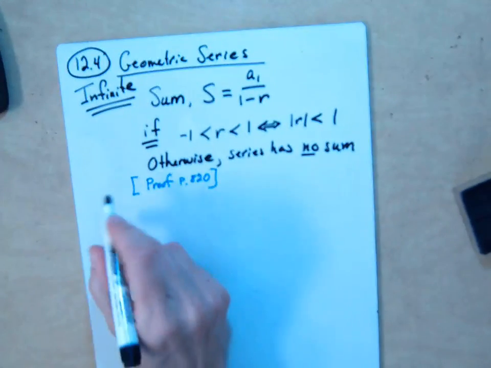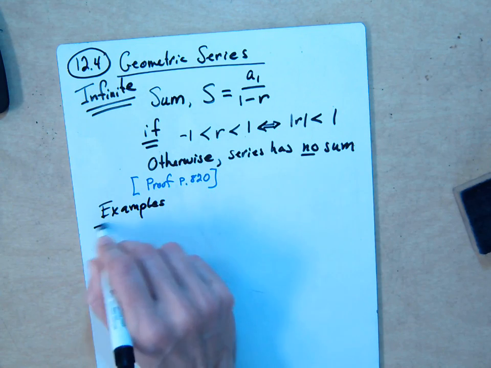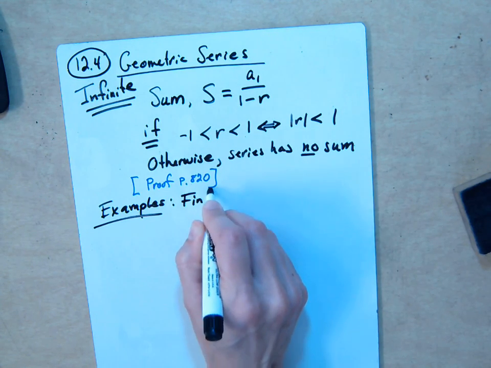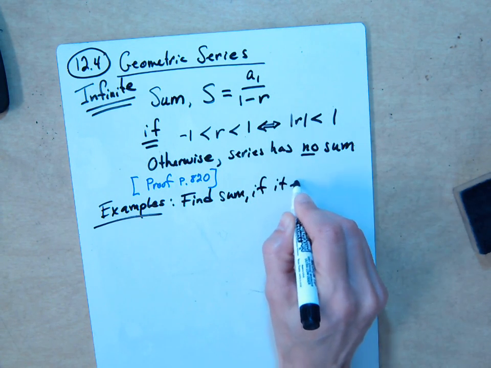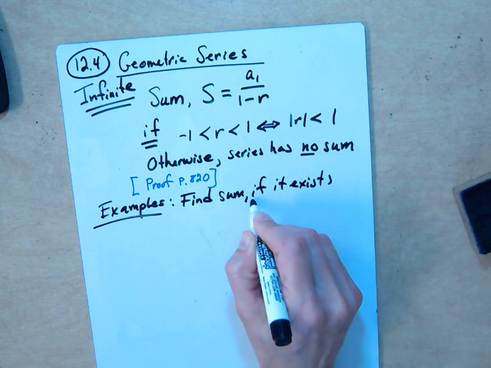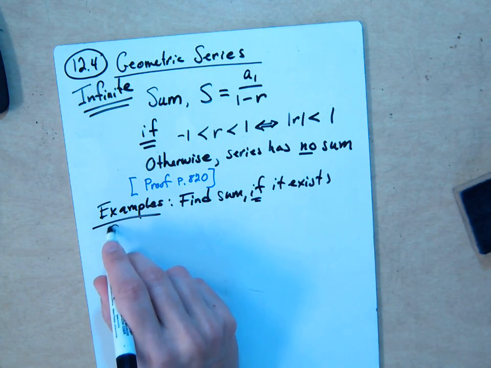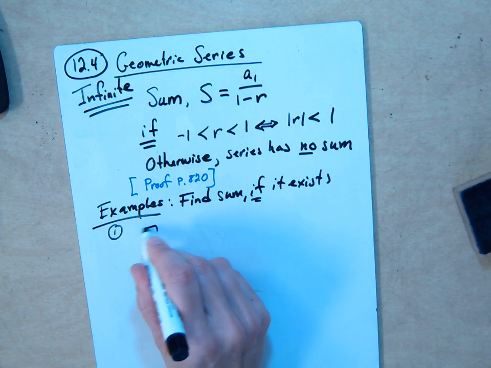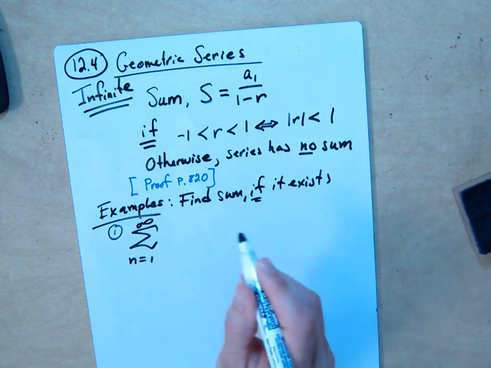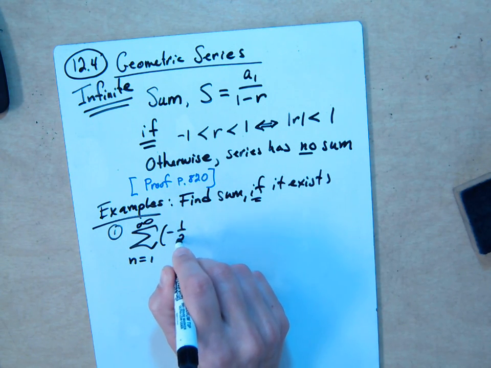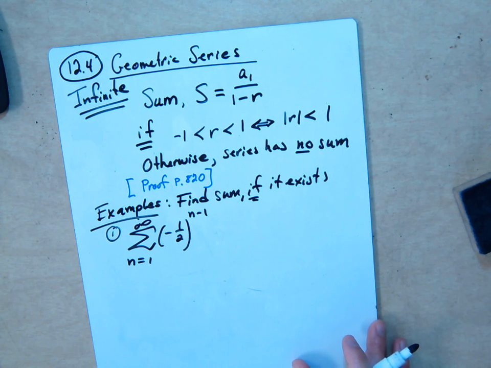So examples, we will do 3, and it's going to say find the sum if it exists, which you have to check, otherwise the formula doesn't work. Only if r is between -1 and 1. So you'll say like sum n equals 1 to infinity of negative a half to the n minus 1 power. So I want to find the sum if it exists.